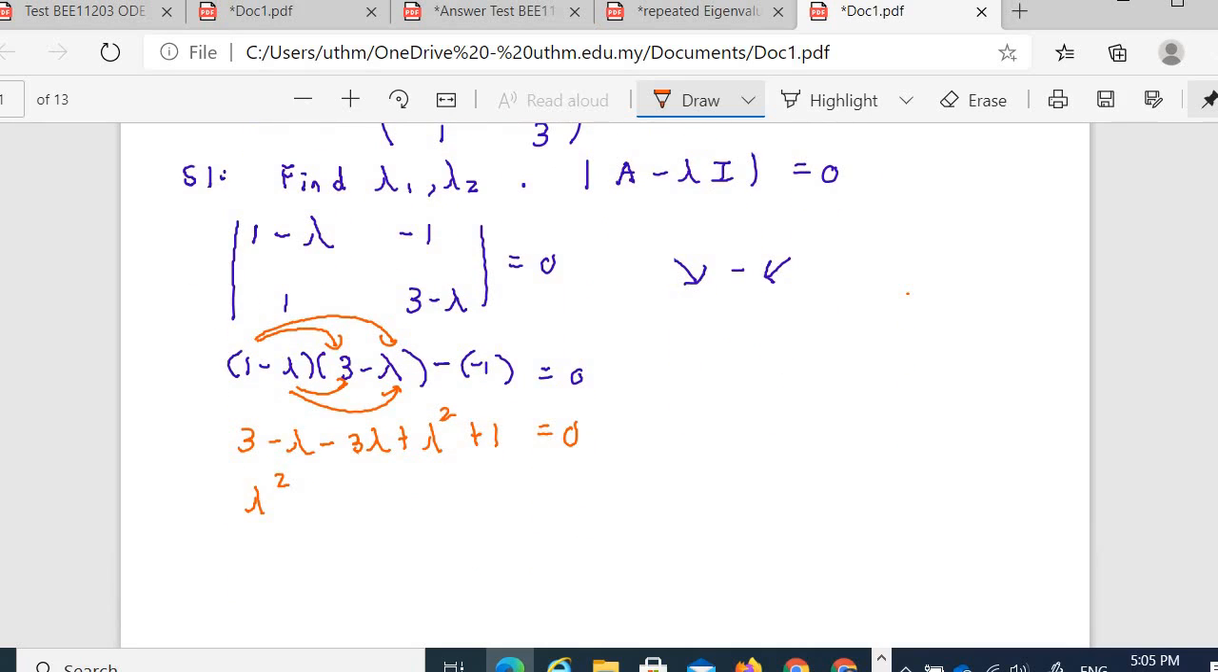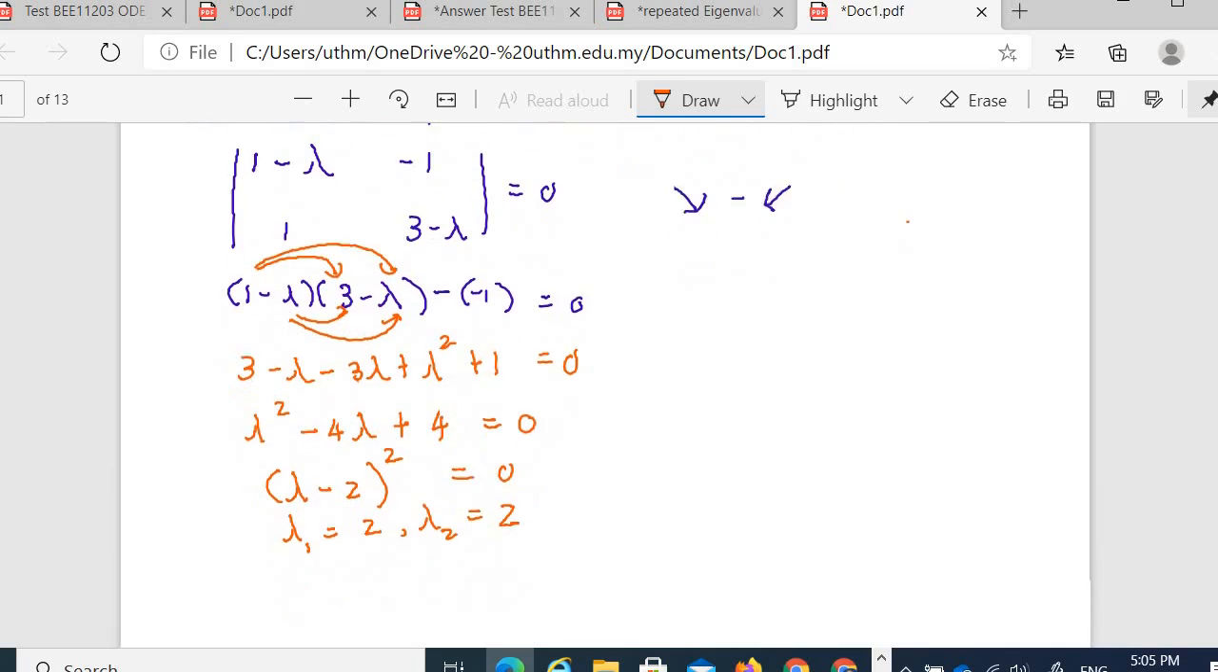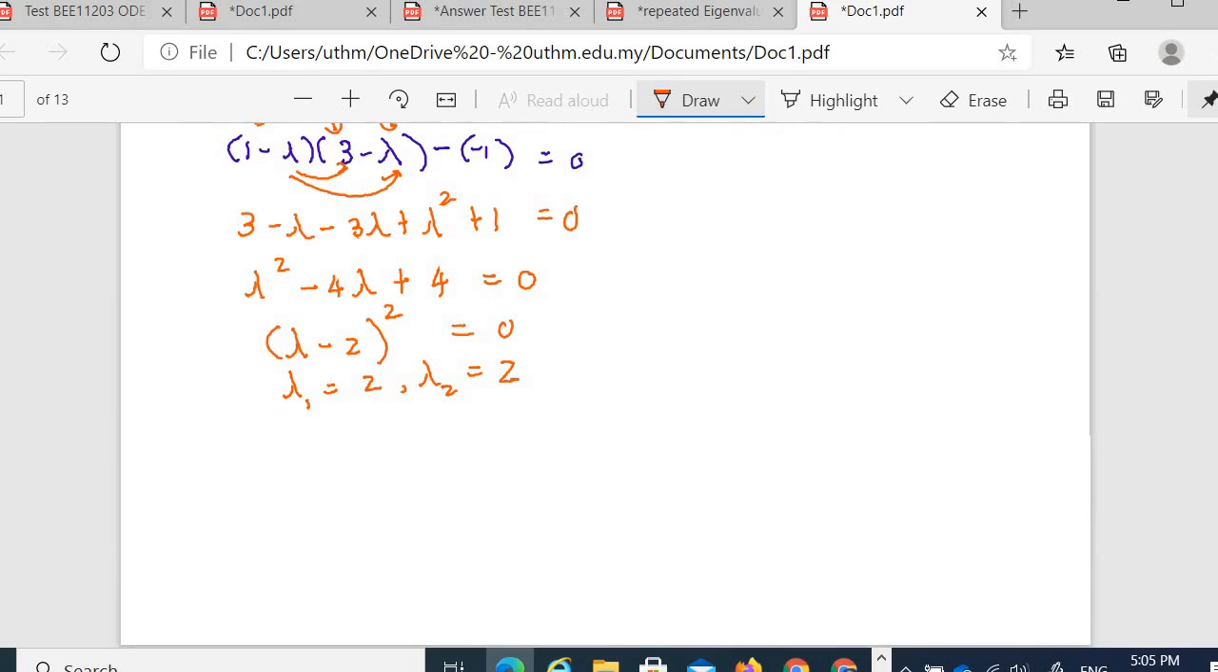Lambda squared minus 4 lambda plus 4 equal to 0, where you have (lambda minus 2) to the power 2. So lambda 1 equals 2, lambda 2 also equals 2. So now you have a repeated eigenvalue, the same eigenvalue. So step 1, finding the eigenvalue, you obtained already.